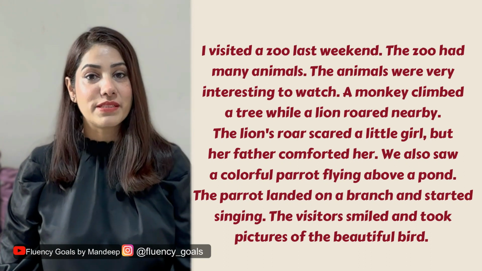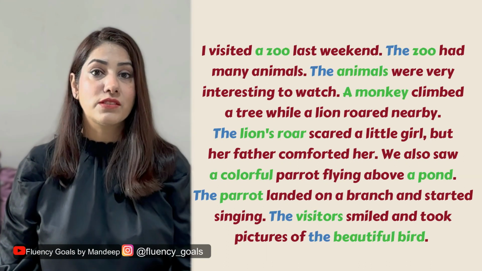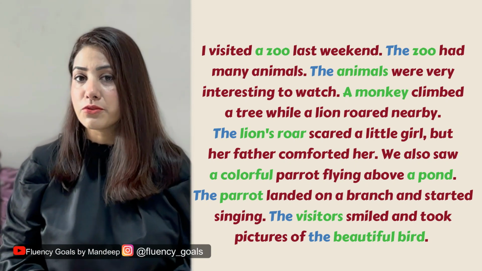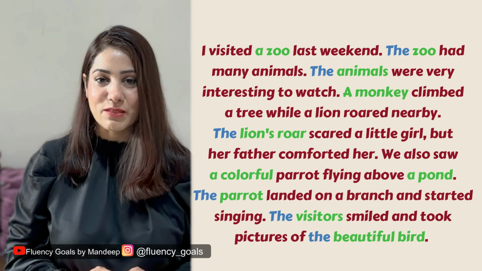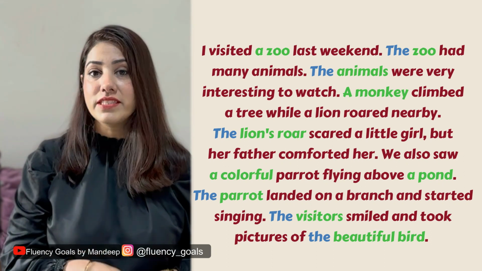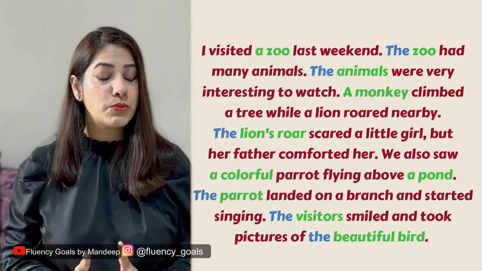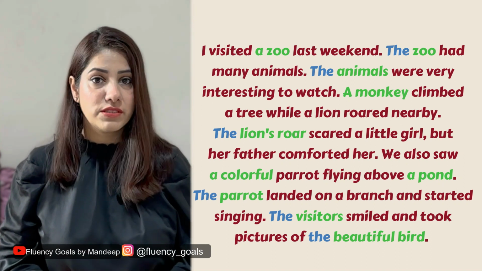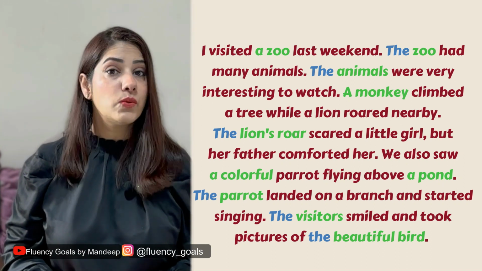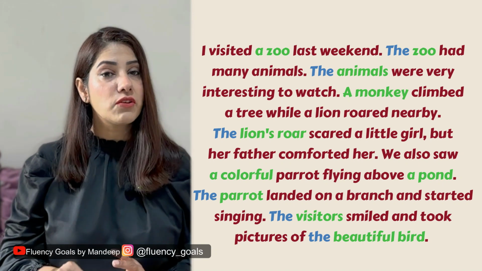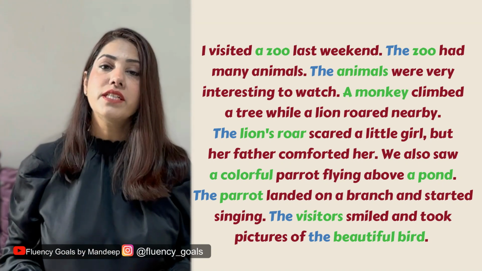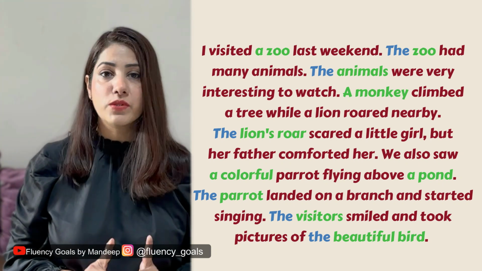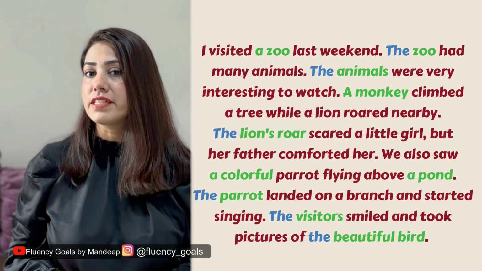Now in this example here, first we are introducing zoo for the first time. So we are using the article a before zoo because zoo is beginning with a consonant sound. Then in the second sentence, we have already introduced zoo and you know which zoo we are talking about. So we are using article the before zoo. In the third sentence, we know which animals we are talking about. We are talking about the animals of the zoo. So we are using the article the. A monkey, we have introduced monkey for the first time, so we are using a here. Similarly for tree and lion.